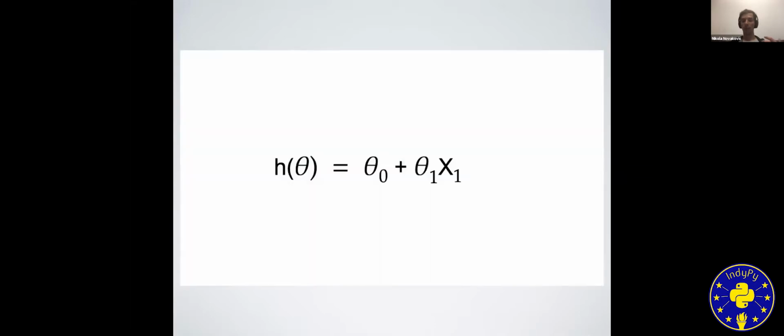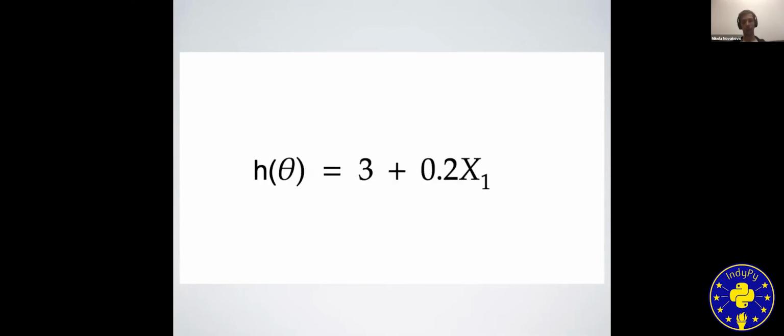If you look at this equation, it's a fairly straightforward equation. On the right, you have theta 0 plus theta 1 times x1. And on the left, it's the thing we're trying to calculate, which is called h of theta. Now if you look at this equation, it's the same as the previous equation, only the thetas are replaced. Theta 0 became 3, and theta 1 became 0.2. And now we have a simpler equation, essentially. The only unknown is x1. Once we have x1, we can calculate the h of theta.